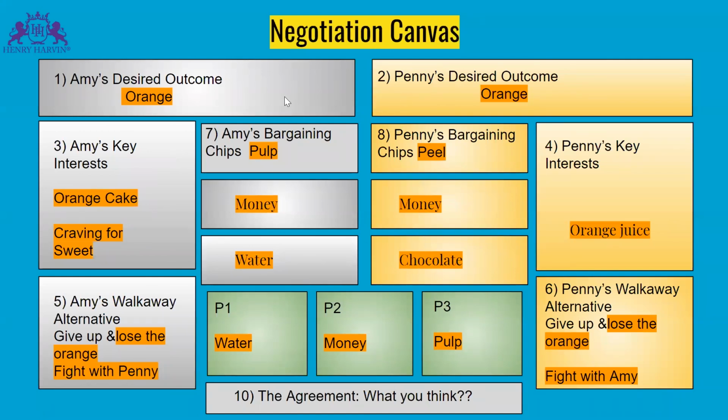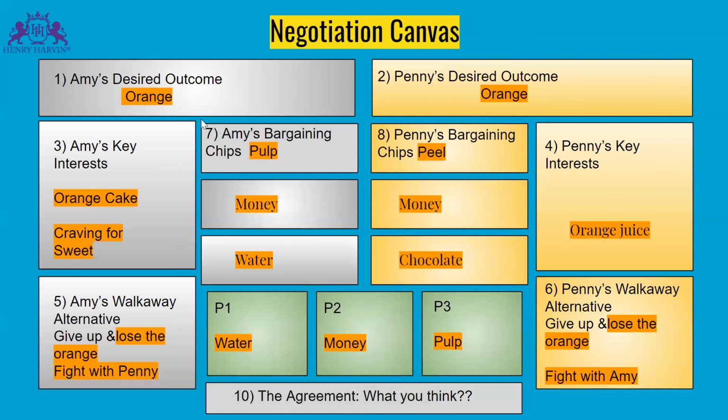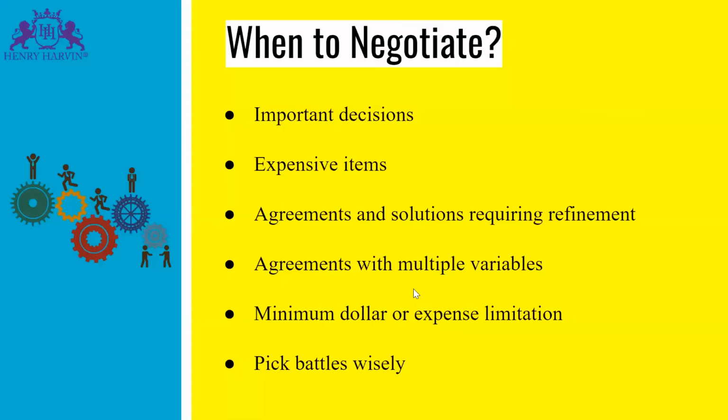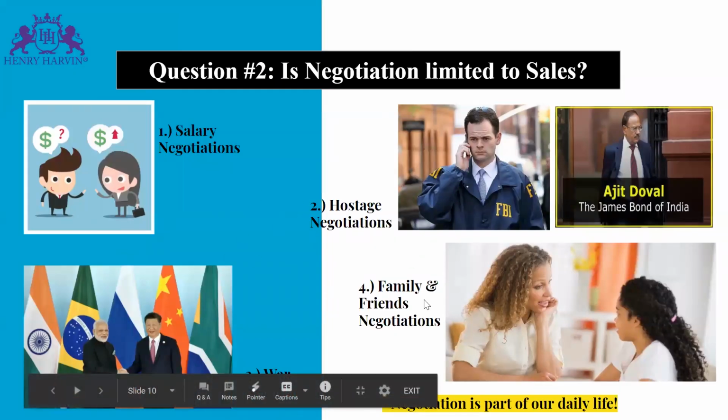So how are you going to come up with good bargaining chips? By understanding their key interests. By understanding their key interests and your key interests, you will understand what you want, you will understand what they want, and then you are going to offer them good bargaining chips wherein both of you are going to be happy and satisfied.